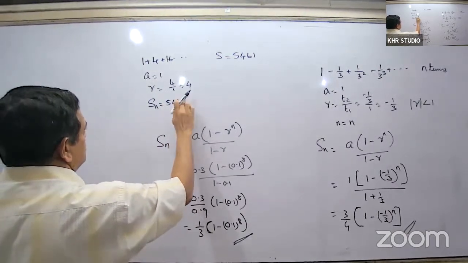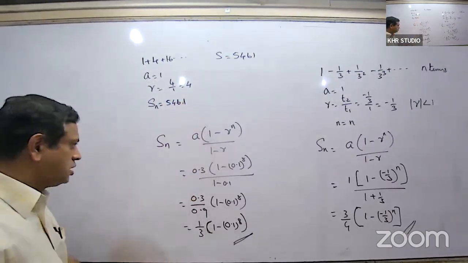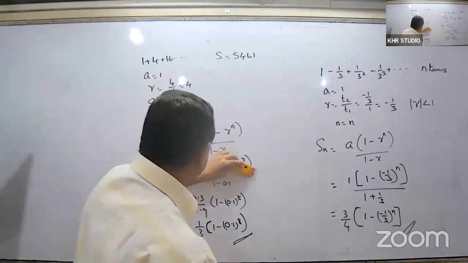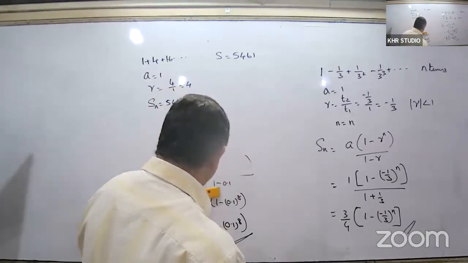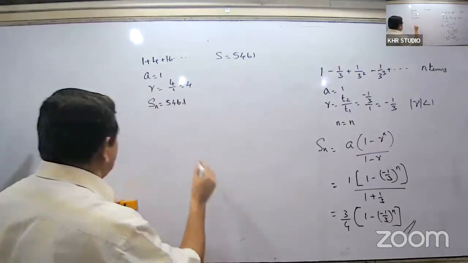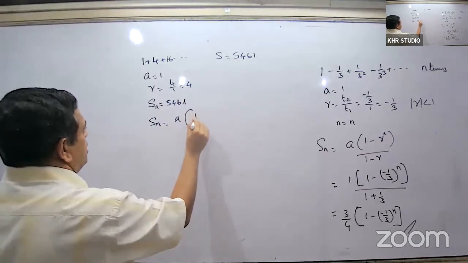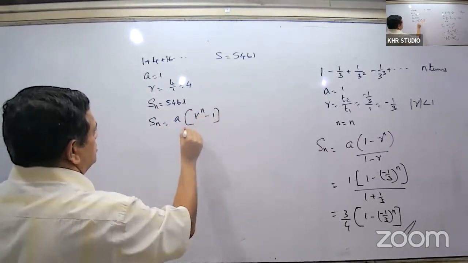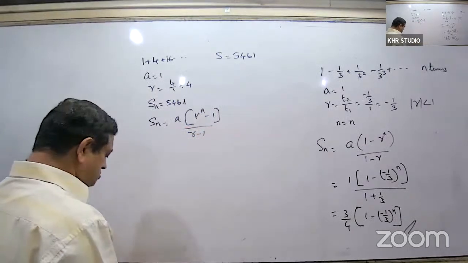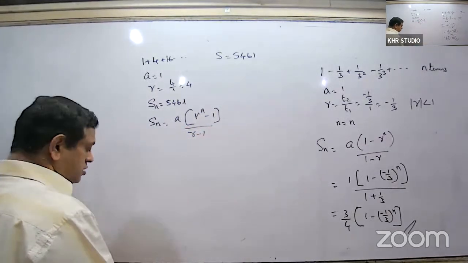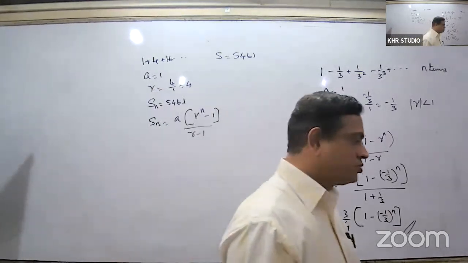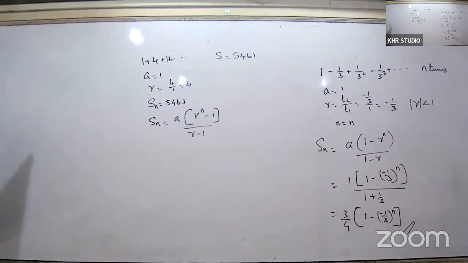Okay. R is greater than 1, so use the other, second formula. Substitute and simplify. Sn is equal to A into R raised to n minus 1 over R minus 1. Put the value of A, put the value of R and Sn. Substitute everything, simplify. Use the formula for R greater than 1. Interchange and write, there is no problem.